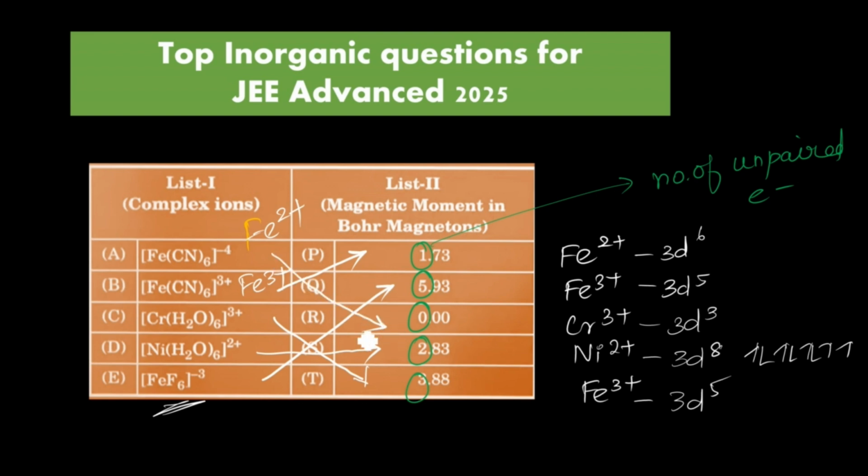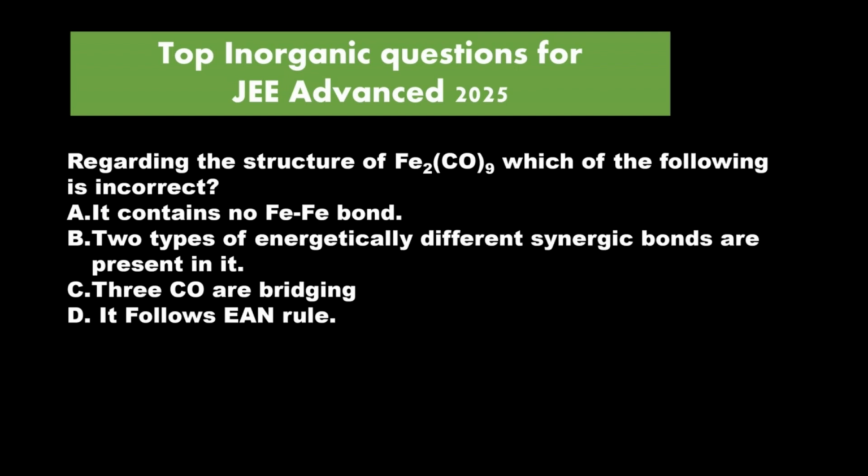Okay, clear? So if you are doing it within 1 minute, you can easily solve these type of questions, which can be asked in your examination also. Okay, so this question once again is asked from the bridged coordination complex, that is Fe2(CO)9. Which of the following is incorrect? You have to know about this structure, otherwise you can't answer this type of question.